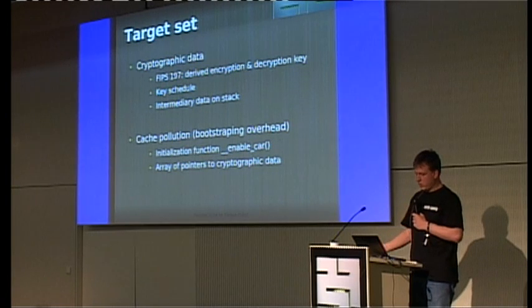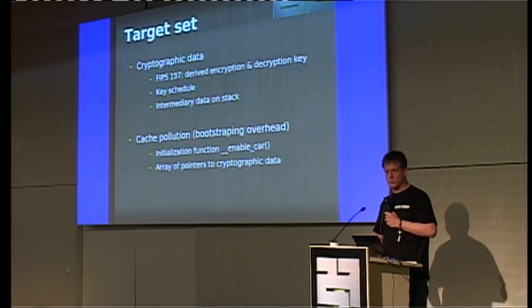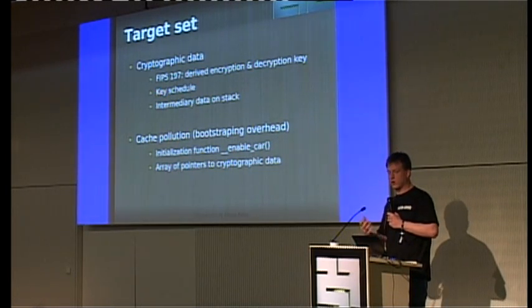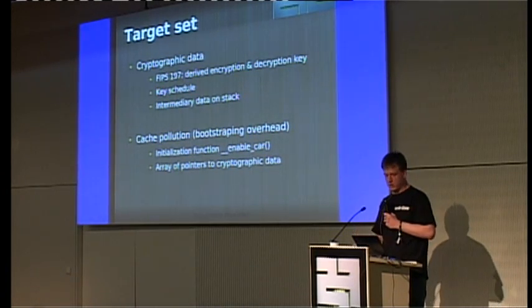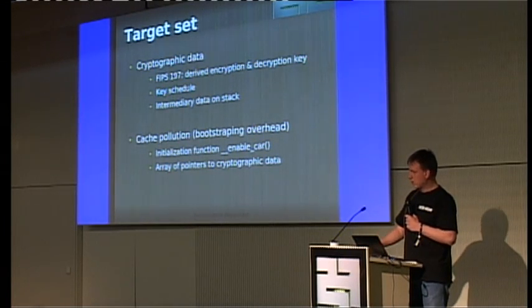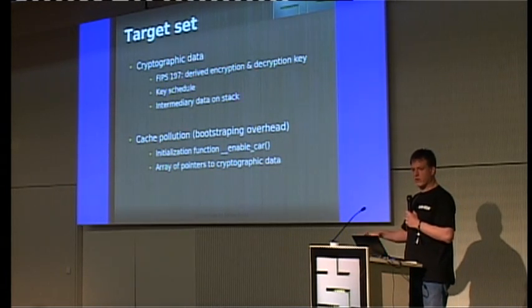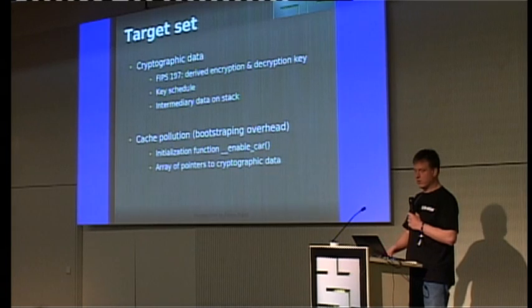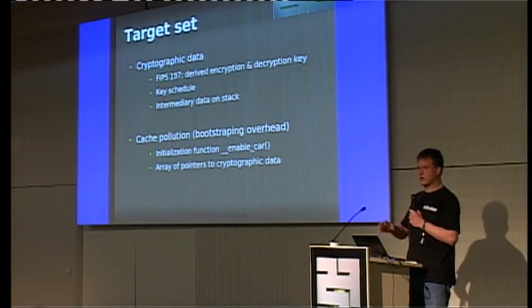So when you activate the frozen cache mode, you have to consider cache pollution, because the code that initializes it will be present in a cache, in the level one instruction cache, but definitely in the level two cache. So this code itself needs to be considered when activating frozen cache mode, and also the pointers to the cryptographic data need to be considered. So you have the data you want to protect, the data that points to the data that you want to protect, and the code that actually does protect the data.